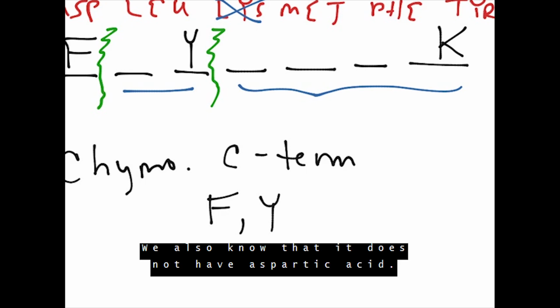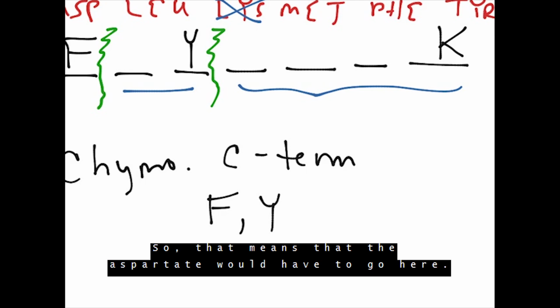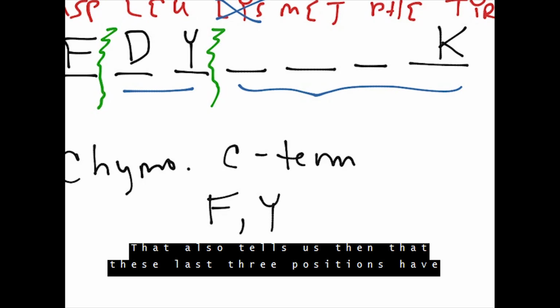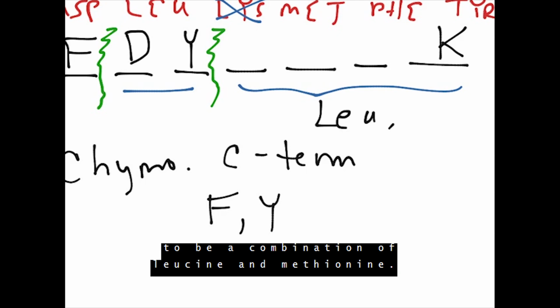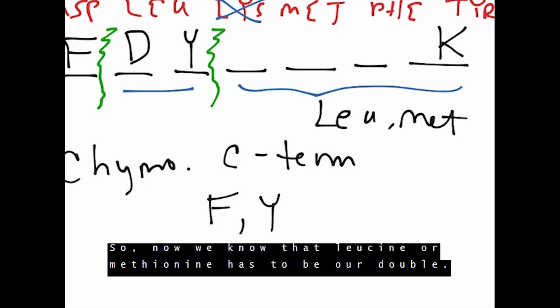We also know that it does not have aspartic acid, so that means that the aspartate would have to go here. That also tells us then that these last three positions have to be a combination of leucine and methionine. So now we know that leucine or methionine has to be our double.